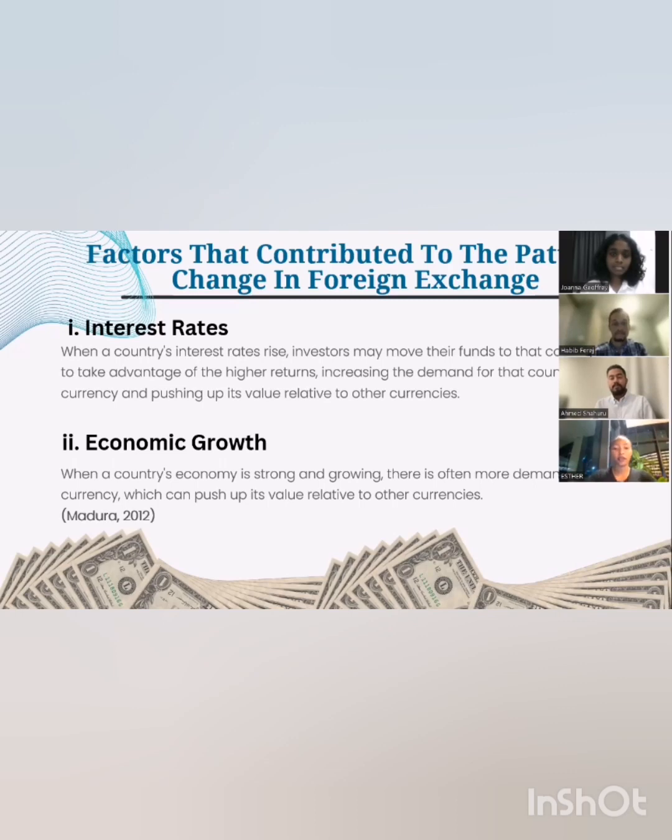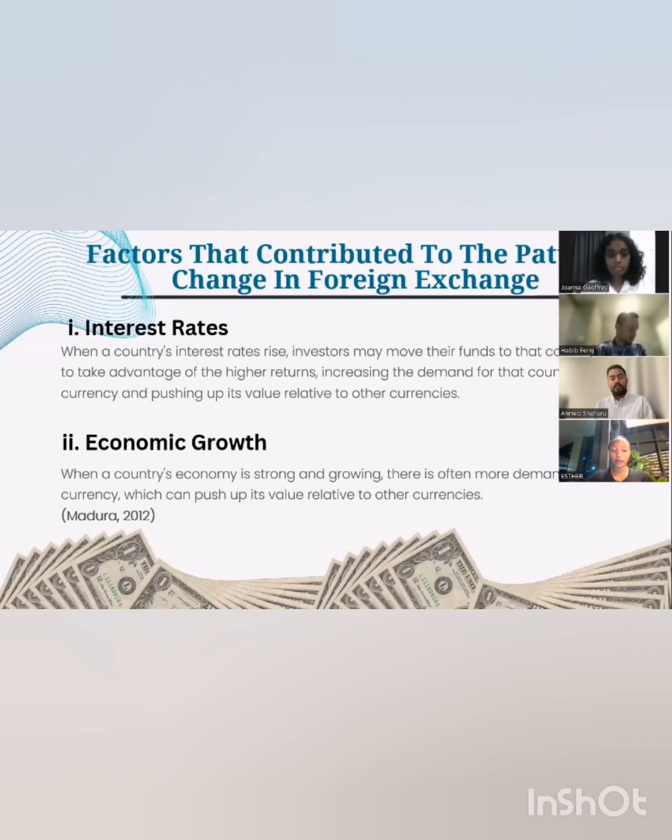Now, moving forward, I'm going to discuss the factors that contribute to the patterns and change of the foreign exchange, starting with the first main factor, which is the interest rates. The interest rates can influence the exchange rates in the sense that when the interest rates rise, the investors will rush to take advantage of the high returns in the particular countries where the interest rate has risen. This also will increase the demand for that particular currency, pushing it up relative to the value of the other currencies.